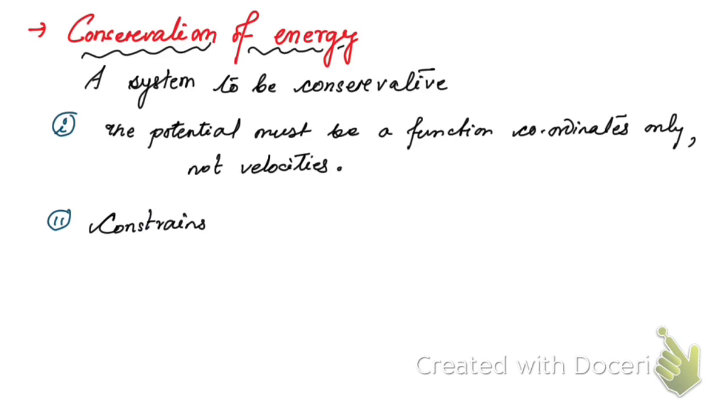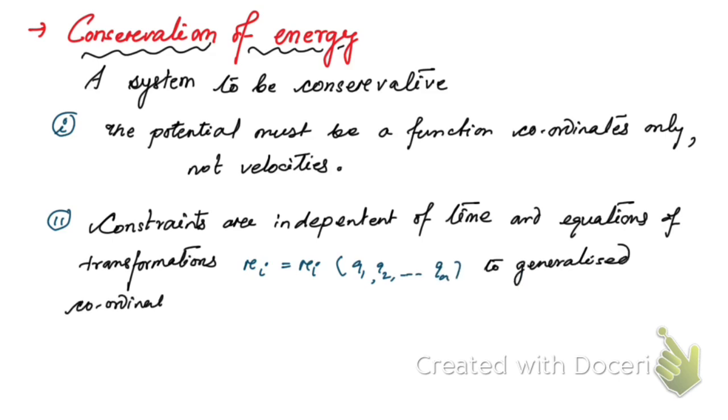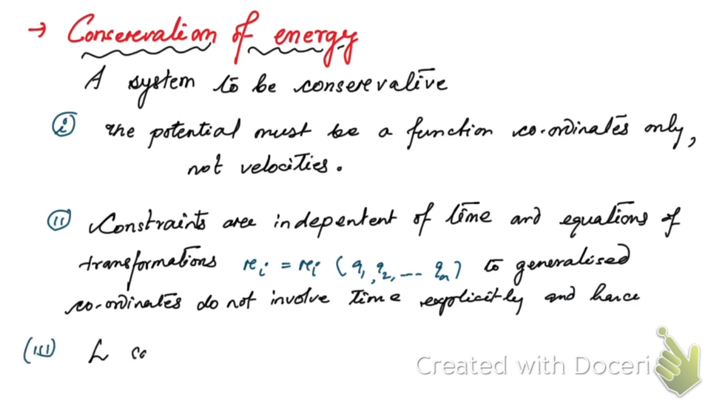And the next one, the constraints must be independent of time. That means the equations of transformation, r_i as a function of q1, q2, ..., qn, the generalized coordinates, do not involve time explicitly. And hence the Lagrangian L can be written as a function of q_j and q_j dot. So these are the conditions when we can say a system of interest is conservative.